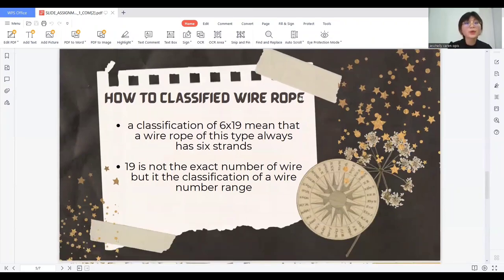Next, how to classify wire rope. The first point is classifications of 6 by 19. Wire rope of this type always has 6 strands. The second point is 19 is not the exact number of wires in the rope, but in the classification it is a wire number range.